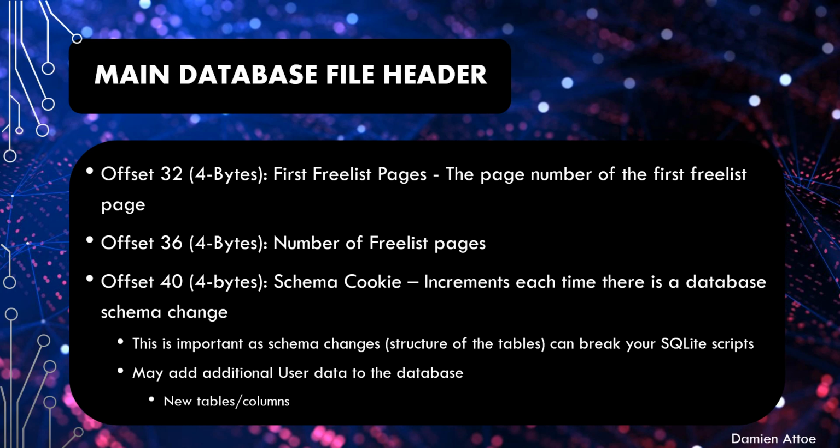At offset 40 for 4 bytes is the schema cookie. This value is incremented each time there is an update to the database schema. The database schema is what defines the structure of the database, the different tables, fields, indexes, etc. This is important as when there is a schema change, this can break SQLite scripts if column names or storage types change. There is also the chance that additional user data is added to the database when a schema update has occurred on an application. I've seen new tables and columns added to the database that offer a greater insight into the user activity within an application.